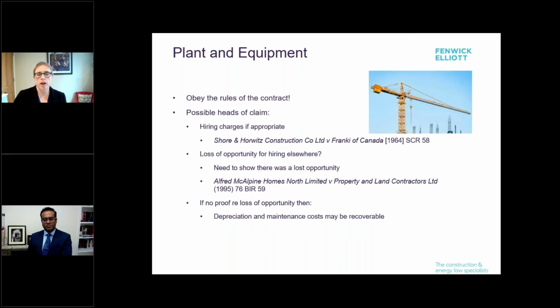Plant and equipment, again, possible heads of claim that you might want to think about. Hiring charges if appropriate. Obviously, if you are hiring equipment and it's taking longer due to the delay event, then that should be a claim you can evidence. If you perhaps would be hiring the equipment elsewhere, you will need to show some sort of lost opportunity if you want to claim that sort of cost. Otherwise, think about depreciation, maintenance costs. They may be recoverable if it's going on for a much longer period.